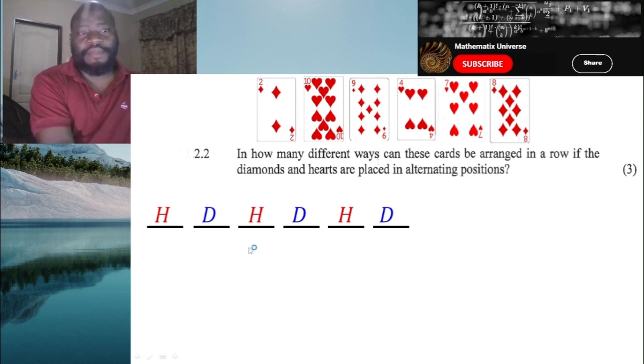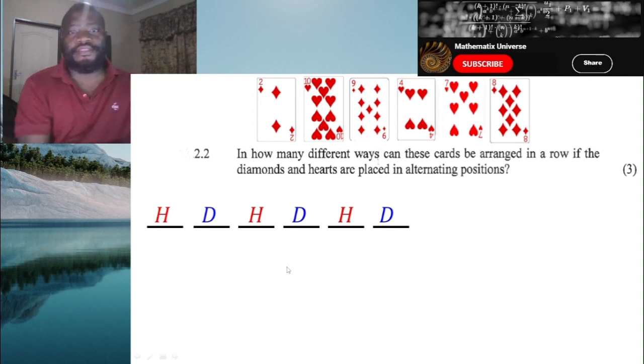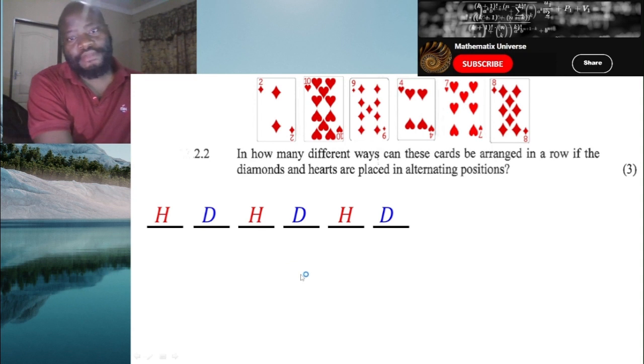Then again, remember the H's and the D's are not the same. So I should have labeled them H1, H2, and H3. So it could be H2 here, H3 here, and then H1 there. And so that's the number of different ways that these things can be placed around.